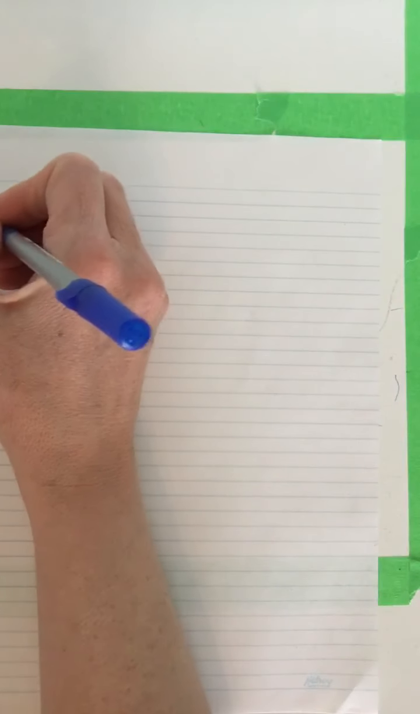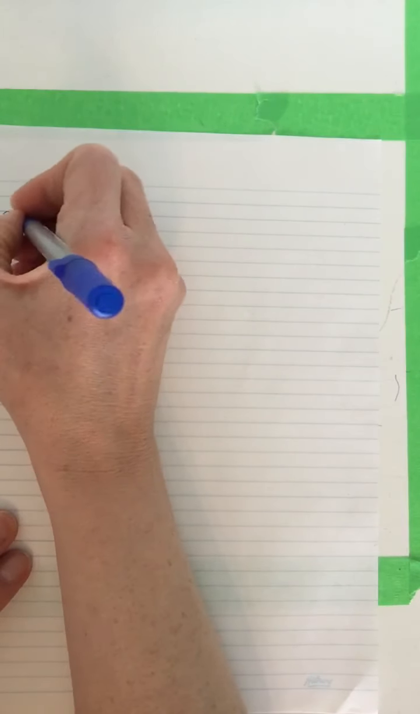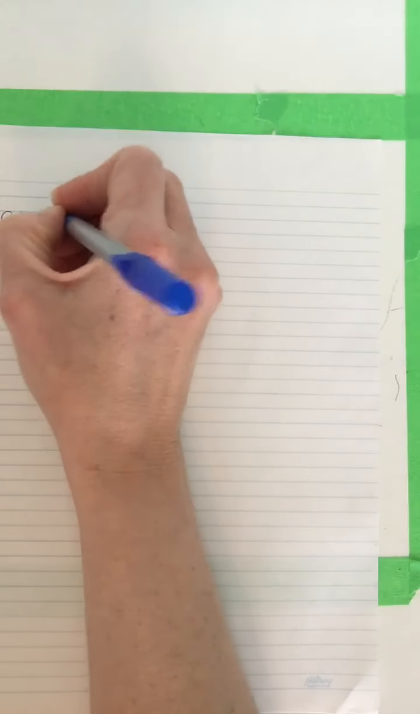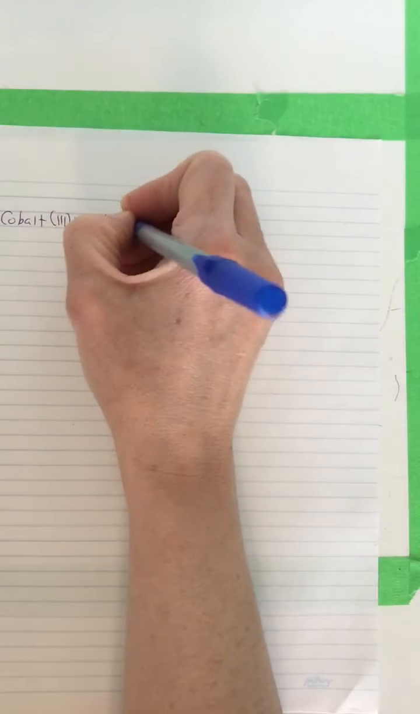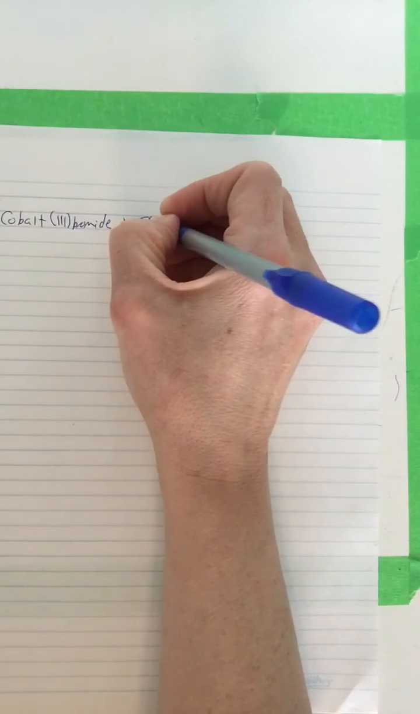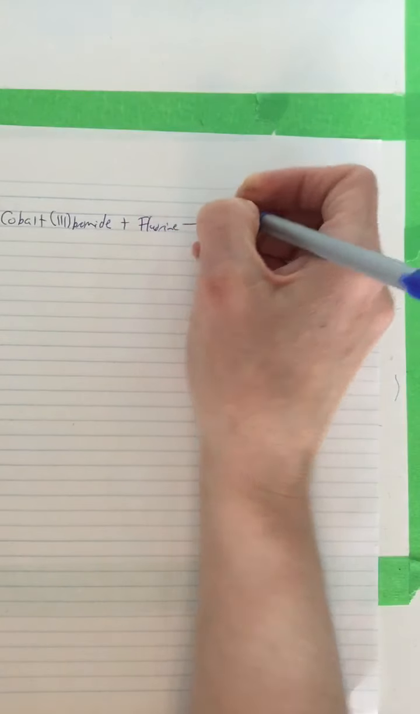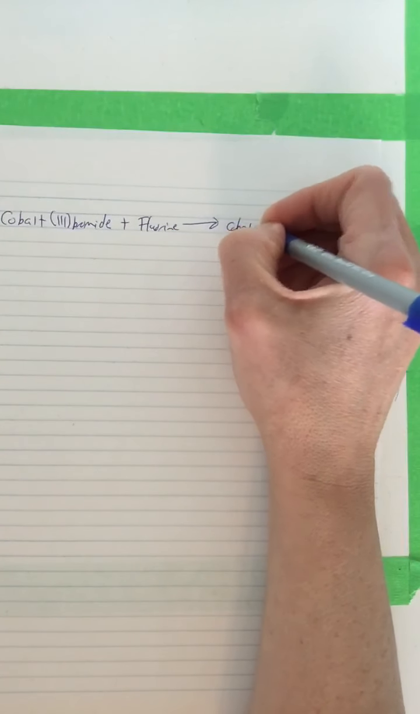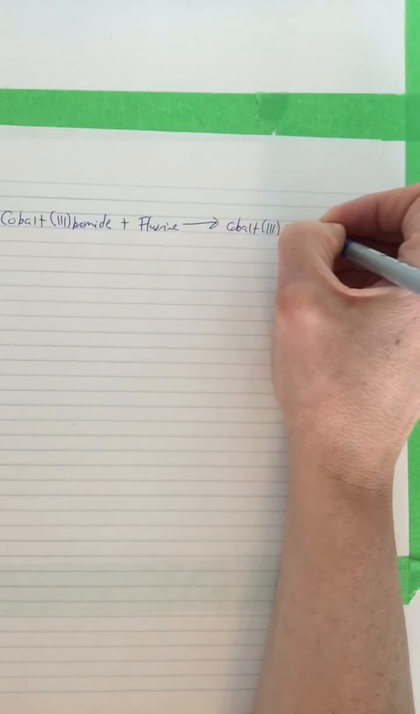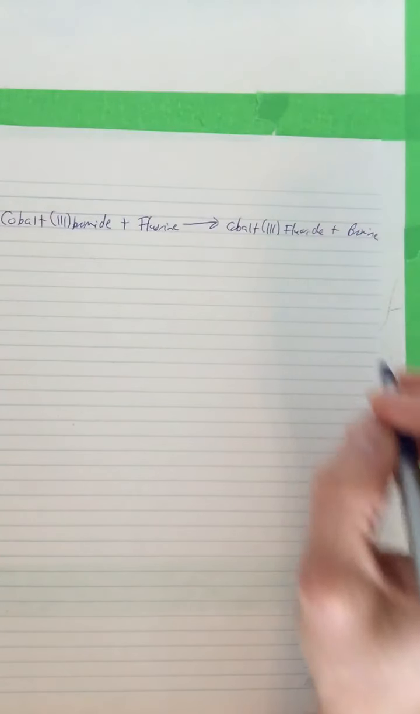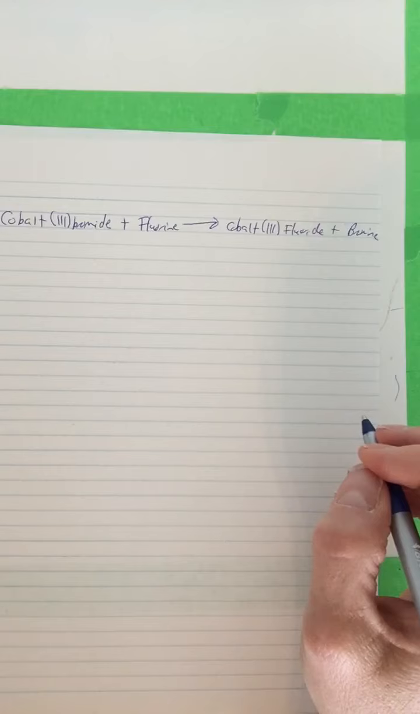Let's do number 2. So it says cobalt 3 bromide plus fluorine yields cobalt 3 fluoride plus bromine. All right, let's see how we do this. So that's what it says.